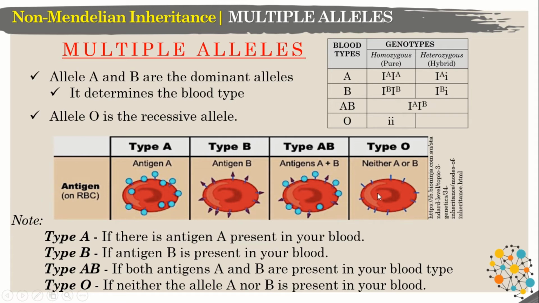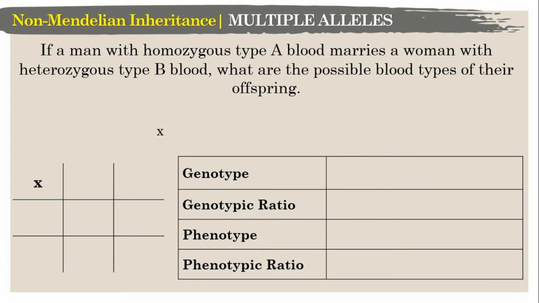If both are not present, meaning the antigens are outside, then that means you are blood type O. Okay, so that is the determination of your blood type. Okay, so let us have an example.